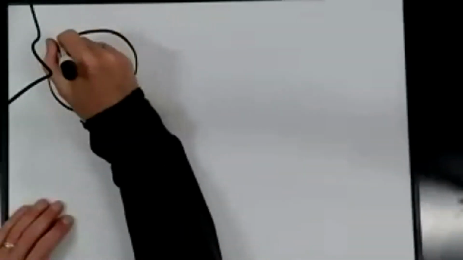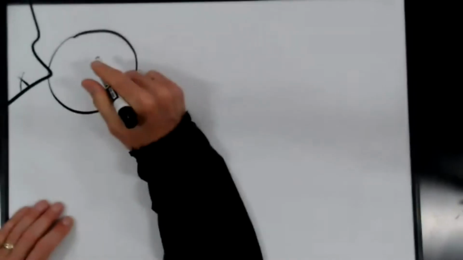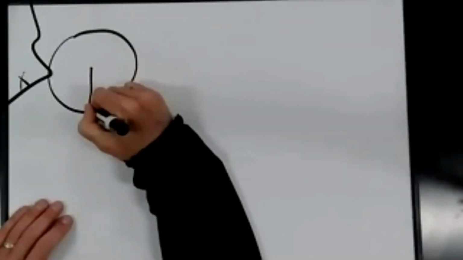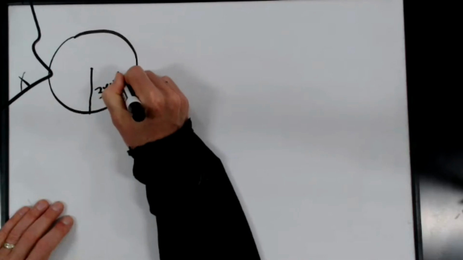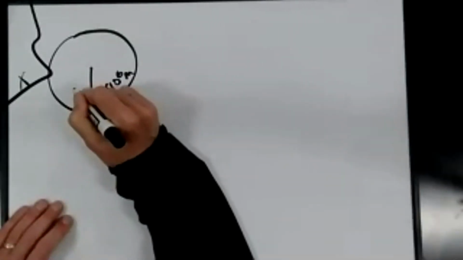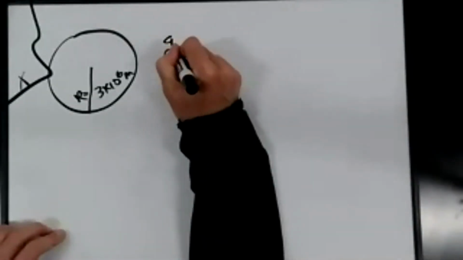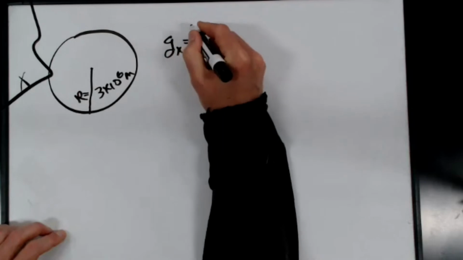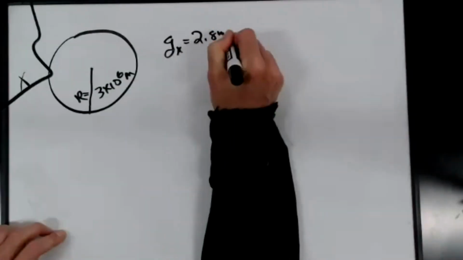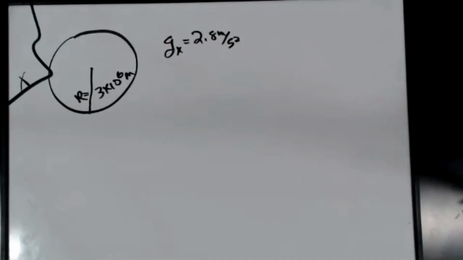So this is planet X. Planet X has a radius of 3 times 10 to the 6 meters. That's the radius. And the acceleration of gravity, g for x, is equal to 2.8 meters per second squared. What is the mass in kilograms of planet X?